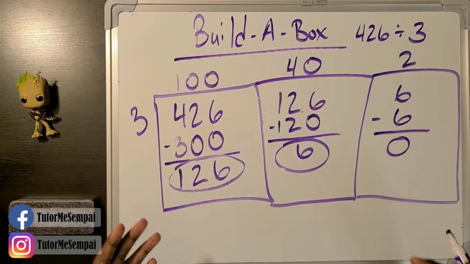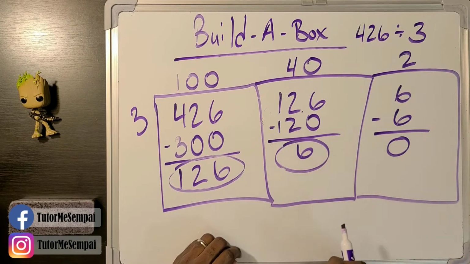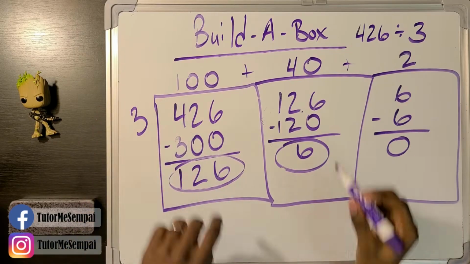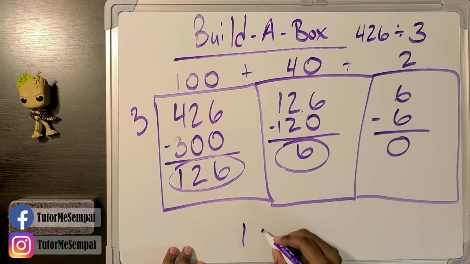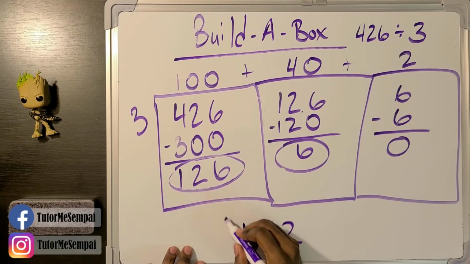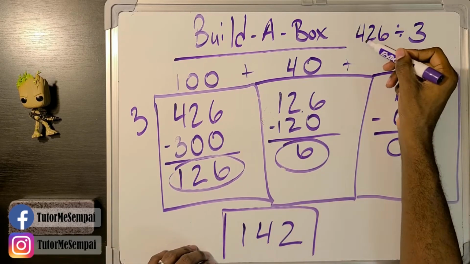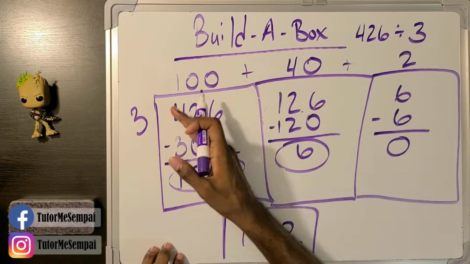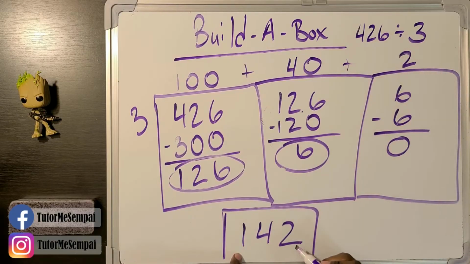What's our answer? What's the quotient? We have 3 numbers up here. What are we going to do to find our answer? Well, we have to add these. So what do you get when you do 100 plus 40 plus 2? Well, the answer is going to be 142. This is going to be our quotient. So whenever we're dividing 426 by 3 using the Build-A-Box version, we're going to have it set up in this fashion. And when you add up the quotients, the final quotient is going to be 142.